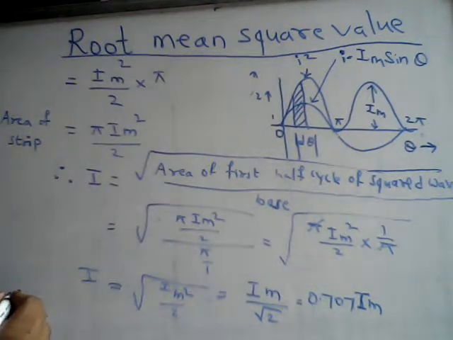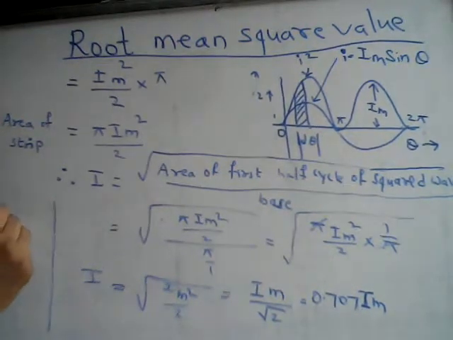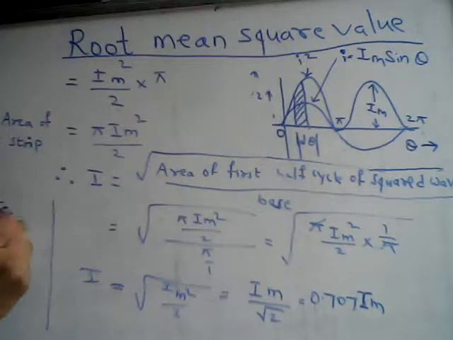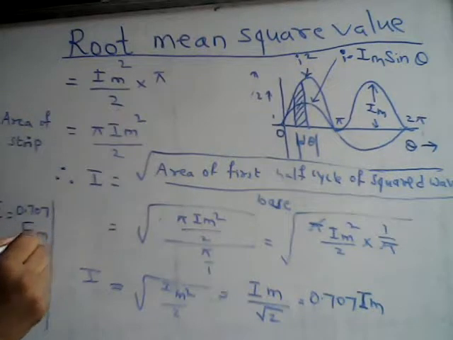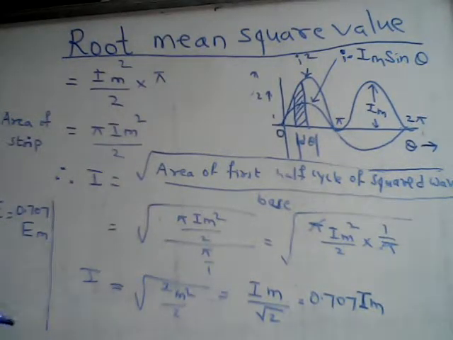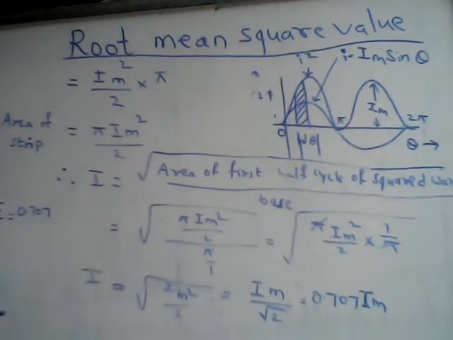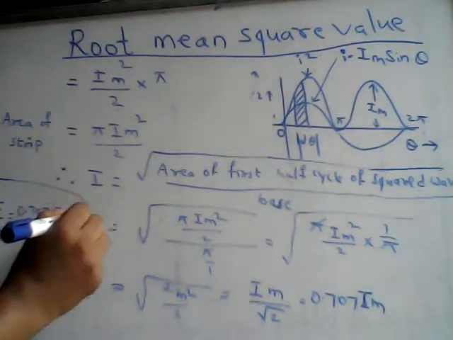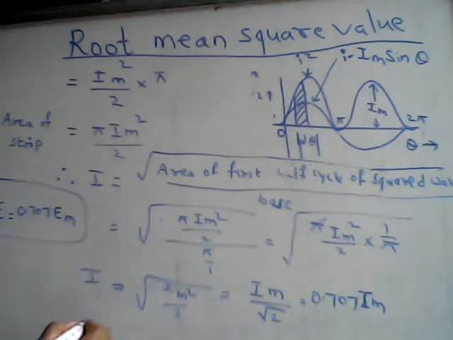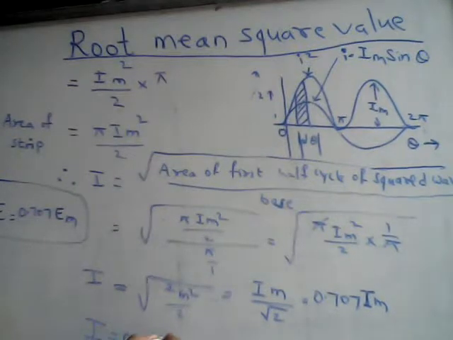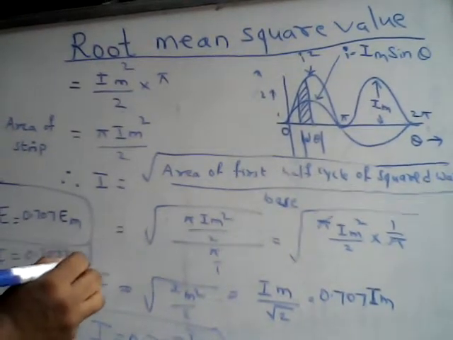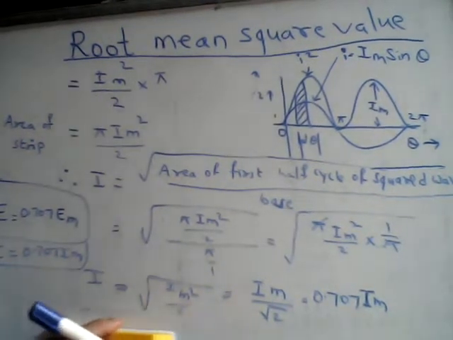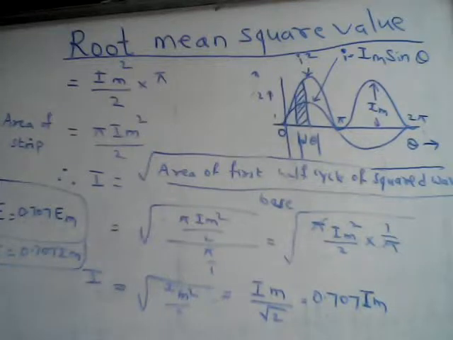Similarly, we can express the value of E, the RMS value of voltage, as equal to 0.707 times the maximum value of voltage, that is Em. I, we got it as 0.707 Im. Similarly, E equal to 0.707 Em.